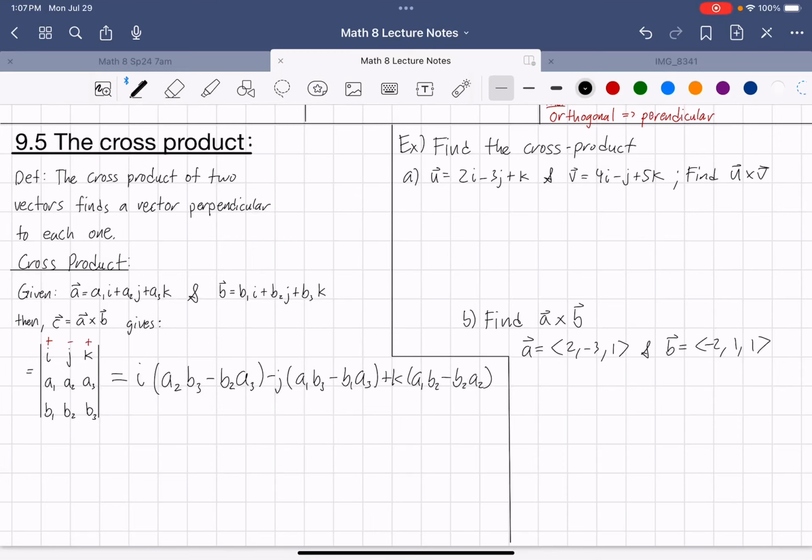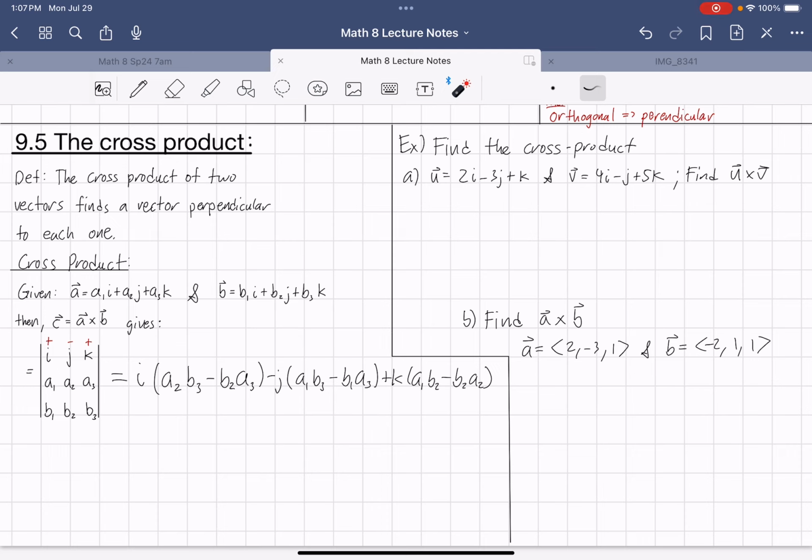Let's continue with 9.5, talking about the cross product. So in the previous video, we showed looking at three-dimensional vectors. Now the cross product is going to help us find a vector that is perpendicular to the two vectors that you apply the cross product to.